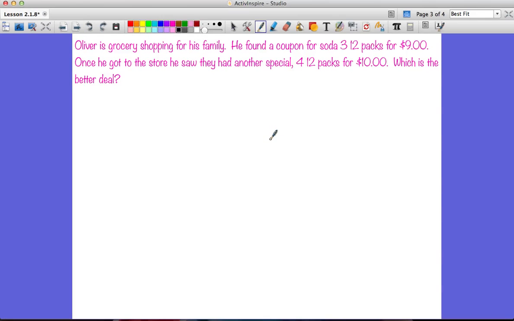Alright, so this next problem is much the same, except for in this case, it's changing the information a little bit. So I want you to try, I want you to set up your unit rates, and I want you to see who has the better deal. When you come back, we'll go over your answer.